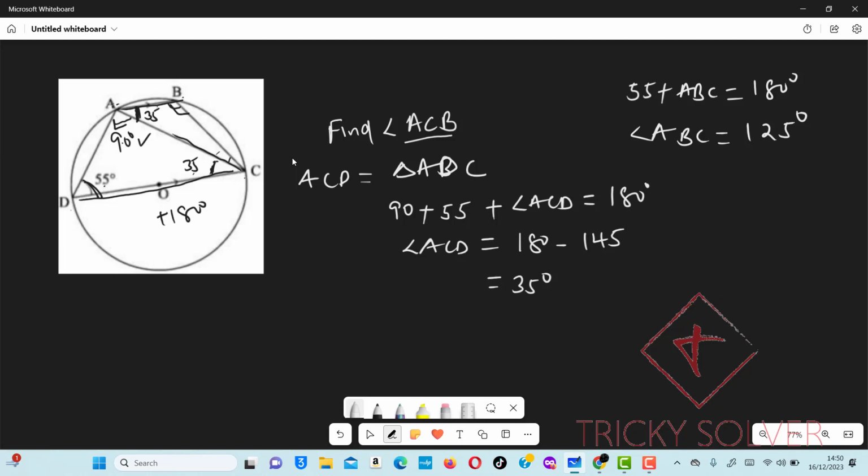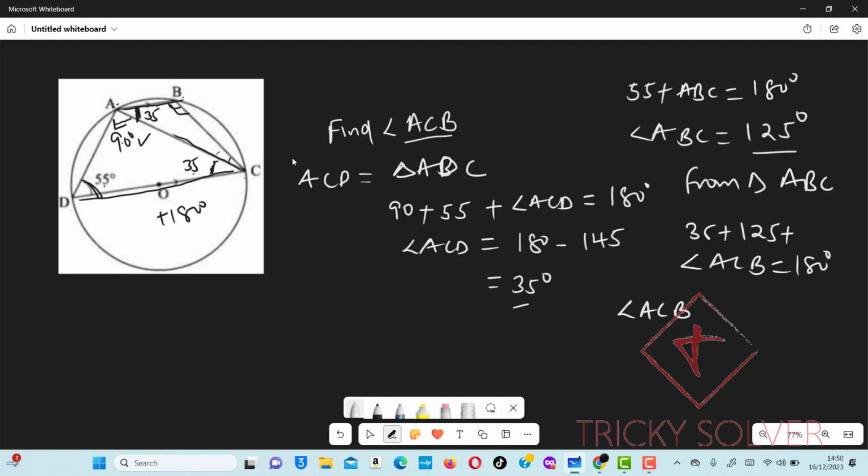So we have got angle CAD, which is 35. We have got angle ABC, which is 125. Therefore, we can get ACB easily, because from triangle ABC, 35 plus 125 plus angle ACB will add up to 180 degrees. Therefore, angle ACB is equal to 180 degrees minus 160 degrees. Therefore, angle ACB is 120 degrees.